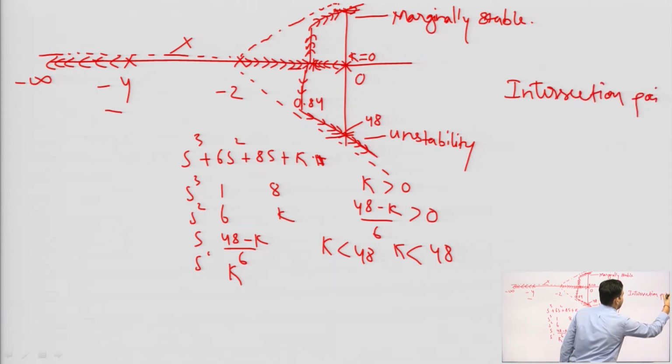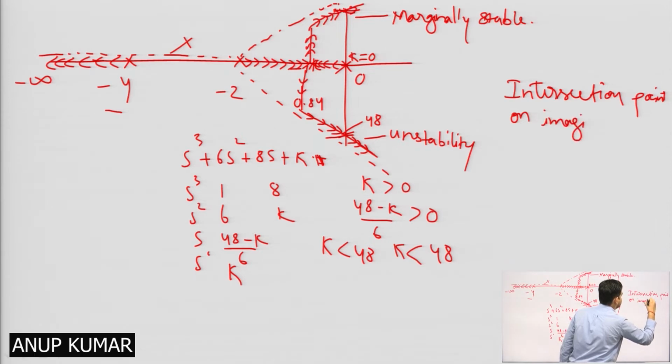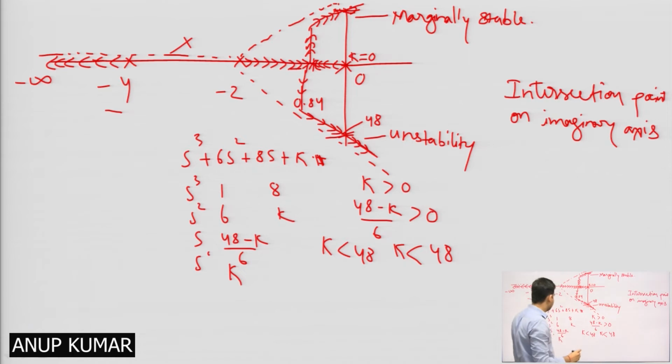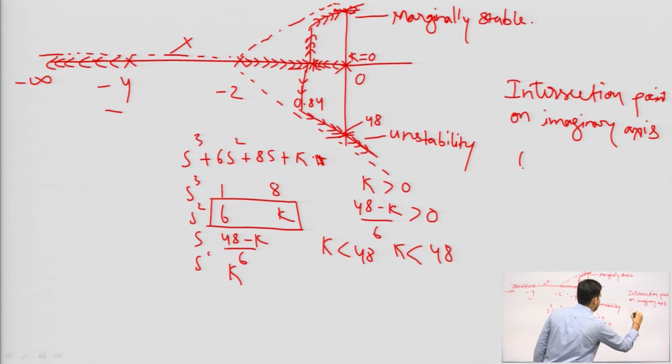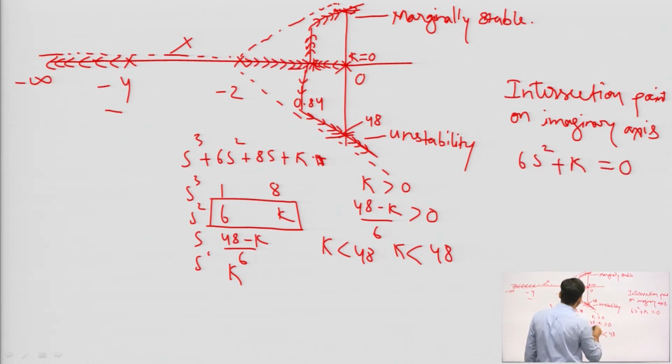So, the intersection point on the imaginary axis: how can it be calculated? We can calculate it with the help of the auxiliary equation. We have to write this equation as 6 s square plus k equal to 0, where k, determined for the marginally stable condition, is equal to 48.